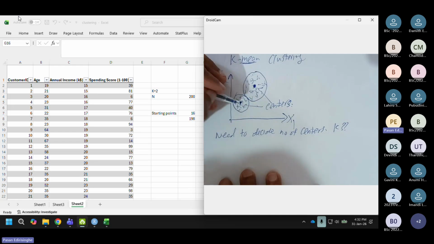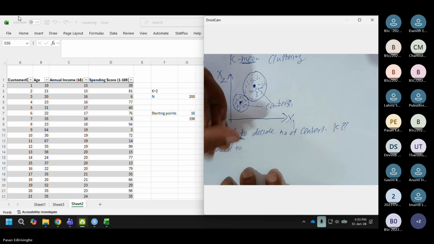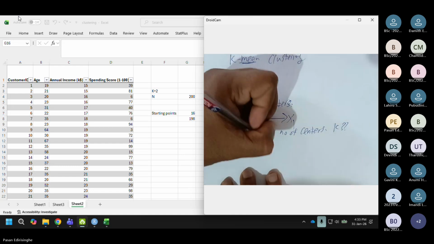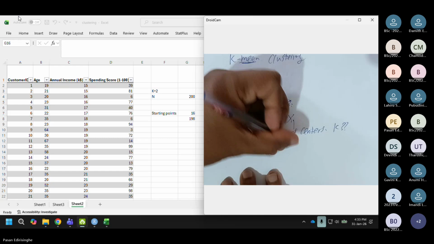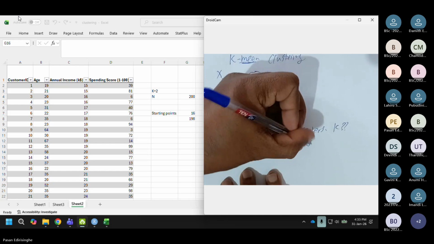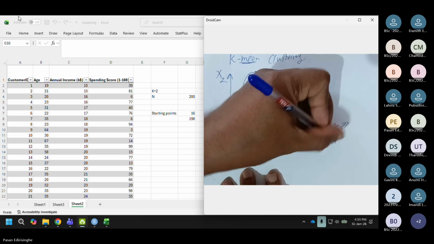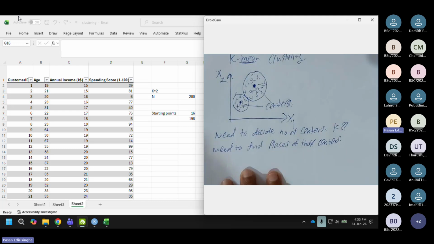So we have to decide what will be the suitable places for the centers, right? So the number of centers, and then we need to find those places of those centers. That means our coordinates, right? Of course. So in terms of the centers, what are the coordinates of those centers? So now, how do we do that?